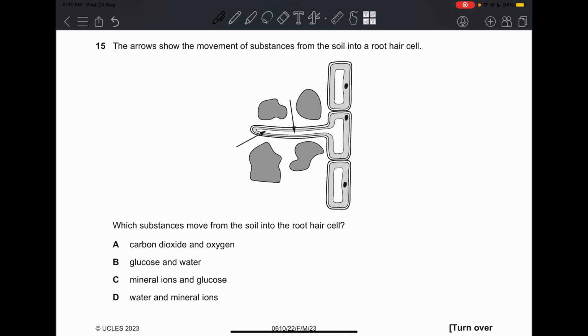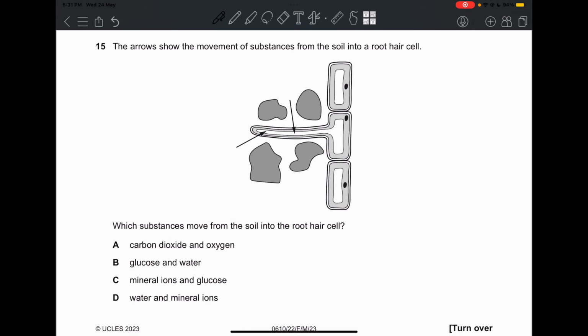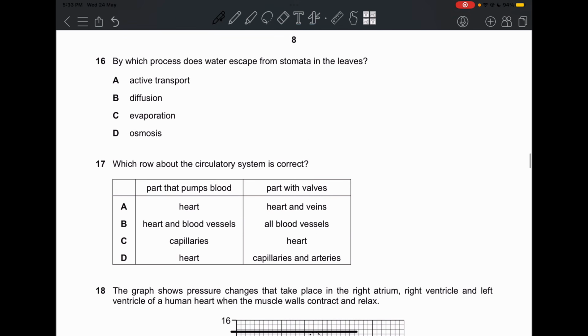15. The arrow shows the movement of substances from the soil into a root hair cell. Which substances move from the soil into the root hair cell? Now, as we all know, from the soil there is going to be water and mineral ions. So our answer is going to be D, because the plant will actually absorb water and minerals from the soil so it can grow. 16. By which process does water escape from the stomata in the leaves? This is going to be B, diffusion.